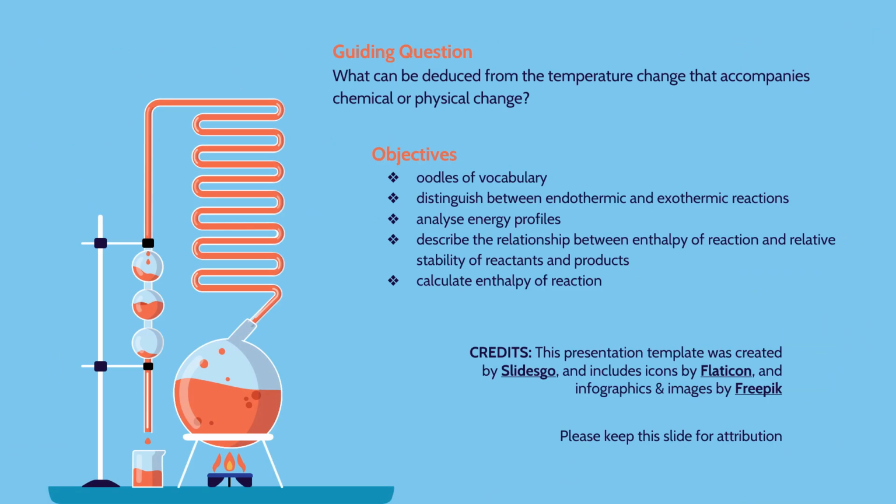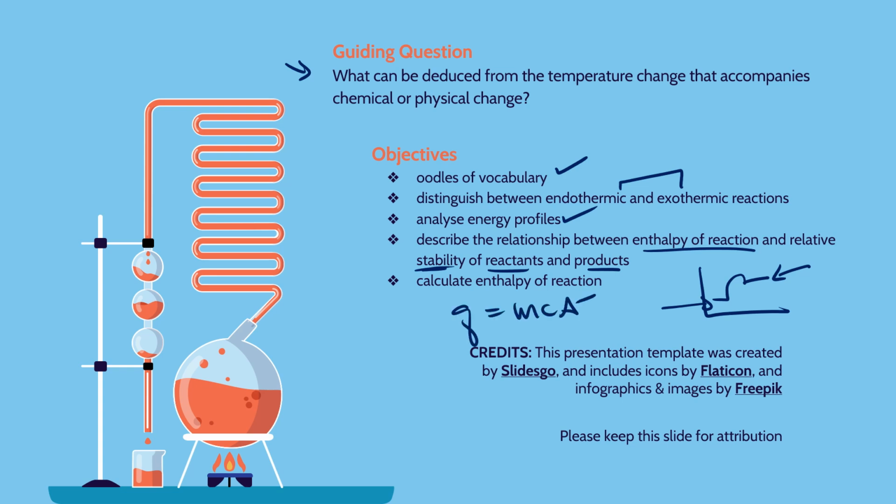And on that note, my friends, we have completed our video lecture on measuring enthalpy changes. We talked about what we can deduce from the temperature change that accompanies chemical and physical change. We can figure out the energy change, that change in enthalpy or heat. We looked at vocabulary. We talked about endothermic and exothermic. We looked at energy profiles. We talked about enthalpy of reaction and relative stability of reactants and products. Things that have more energy are less stable. Things that have less energy are more stable. And oh, so many Q equals mc delta T calculations.